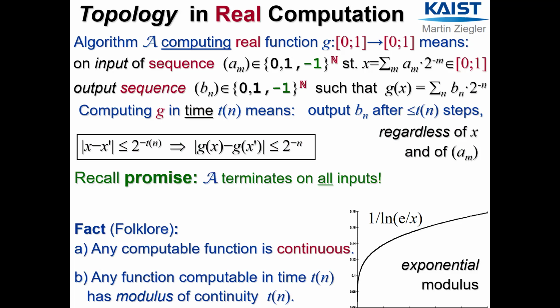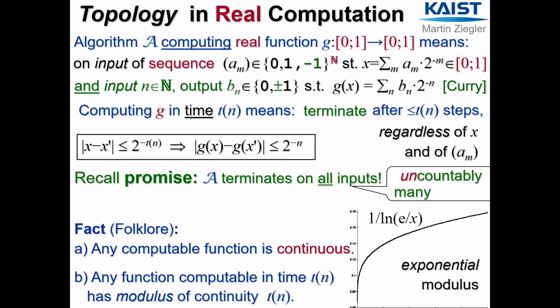exponential time. Now, returning to the issue of software testing, recall our promise. And as I said, superficially, it looks like a promise made on uncountably many inputs. When I mean termination, I mean do now some currying, right? Instead of asking to output an infinite sequence, we input an additional index parameter and say, give me the nth output approximation only and terminate. So then the promise makes sense.